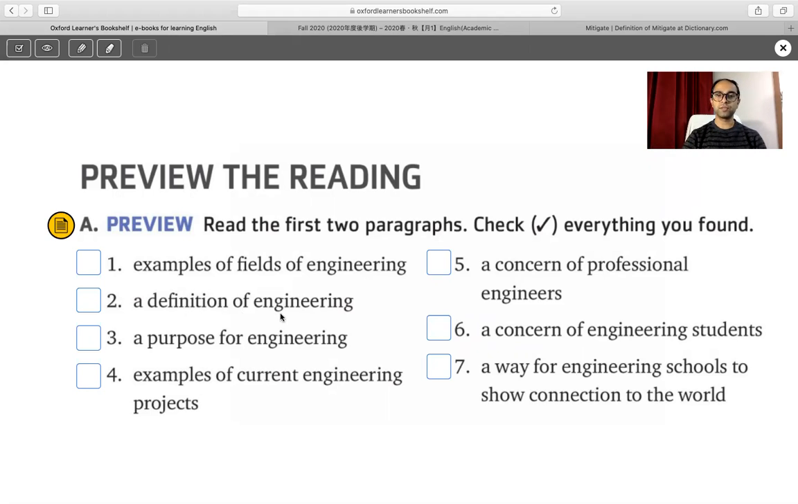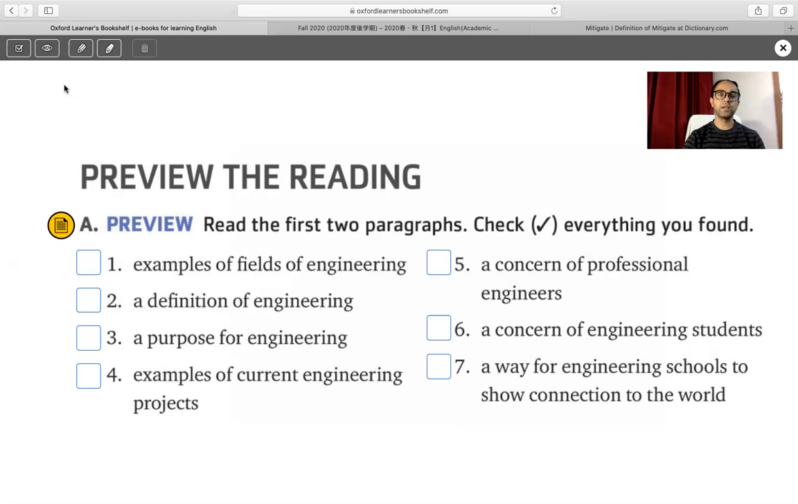Number 2, a definition of engineering. Does the paragraph define engineering? Maybe. Engineering is the science, the very first sentence. A purpose of engineering. Did you find the purpose of engineering in those two paragraphs? Similarly, number 4, examples of current engineering projects. Did you find any examples? Number 5, a concern of professional engineers. Number 6, a concern of engineering students. And number 7, a way for engineering schools to show connection to the world. So which ones did you find?